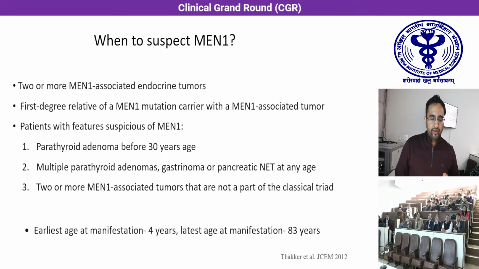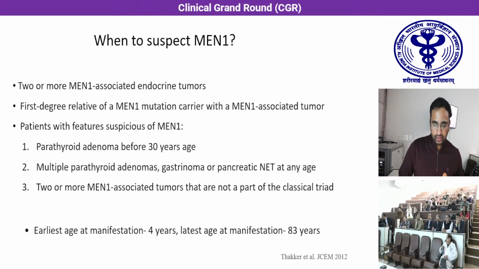So when to suspect MEN 1? Two or more MEN 1 associated endocrine tumors; first degree relatives of a MEN 1 mutation carrier with MEN 1 associated tumors; a patient with features suspicious of MEN 1 with parathyroid adenoma occurring at the age of below 30 years; presence of multiple parathyroid adenomas, gastrinoma or pancreatic neuroendocrine tumor at any age; or two or more MEN 1 associated tumors that are not part of the classical type. The earliest age of manifestation has been seen at 4 years and the latest age till 83 years.